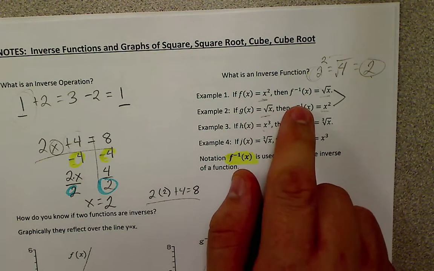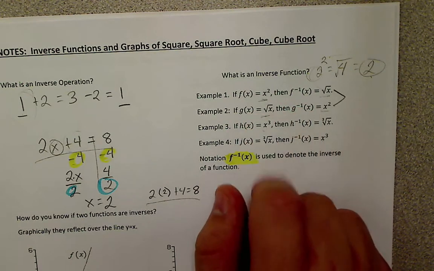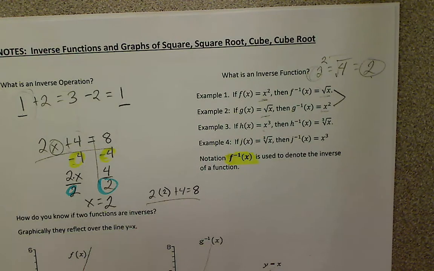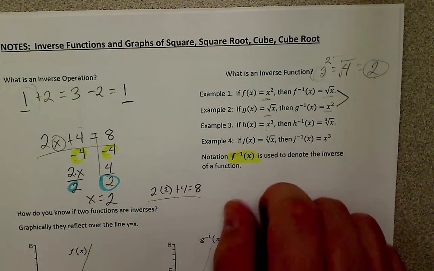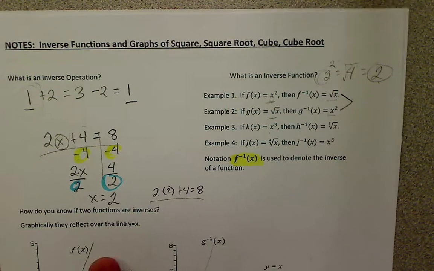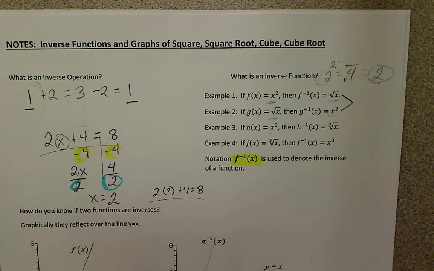If that's the function, then that is the inverse of the function. Okay. So there are some rules in terms of the inverses for squares as they are compared to cubes, and we'll get to those in a little bit. But one of the questions is, how do you know if two functions are actually inverses of each other? Well, there are a couple ways of doing this.